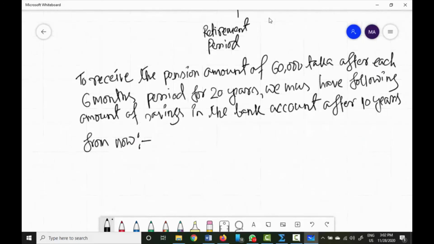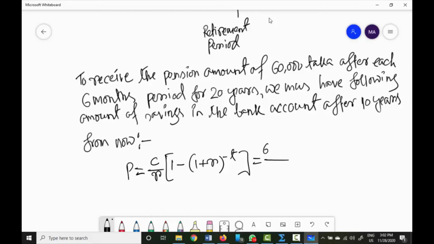So let us find it. Let us apply the present value of annuity formula, which is C divided by R, bracket 1 minus 1 plus R power minus T. Here C is the 60,000 taka cash flows. That's the installment amount. R is required.